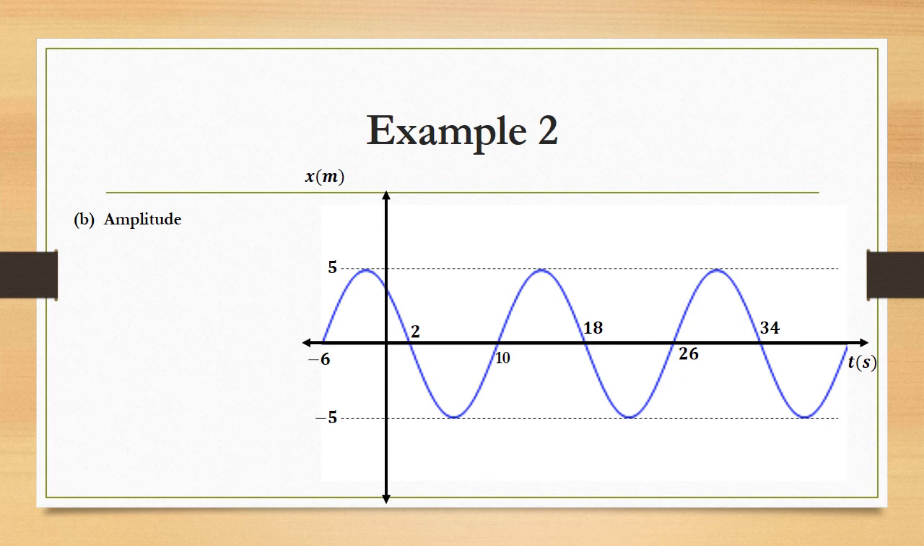The amplitude, or the maximum displacement from equilibrium, is any of these, right? It's achieved in two different directions, one in the positive, one in the negative, and it's equal in magnitude. So it's just how far are you from the x-axis on a graph, and that is 5 meters.